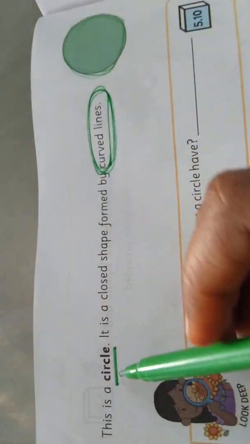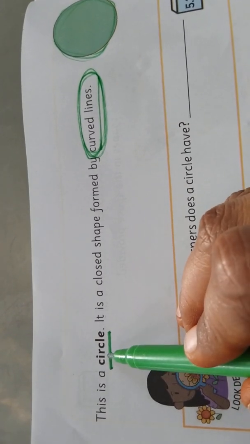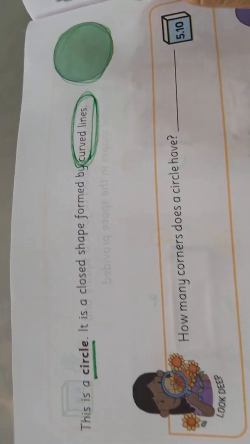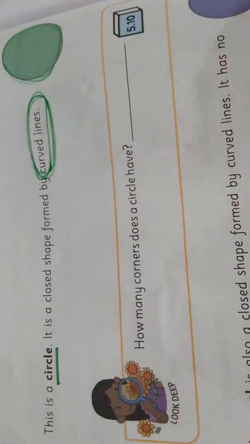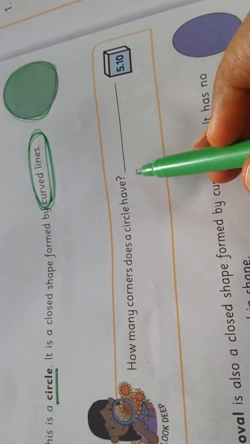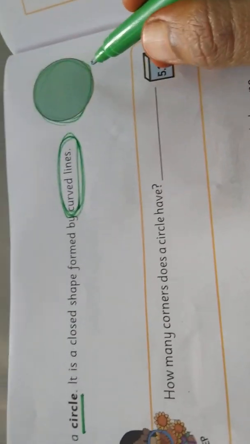Say the spelling for circle. C-I-R-C-L-E. Circle. In a circle we are using a curved line. See the next activity, look deep activity. How many corners does a circle have? Does a circle have any corners, children?